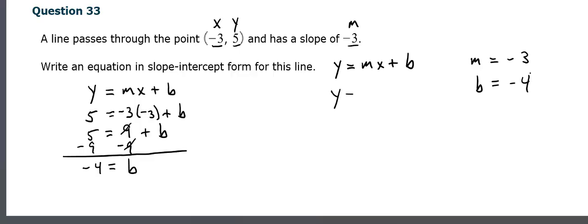So it would be y equals our slope, which is -3. So we have -3x. And since our y-intercept is -4, we could put plus -4, or we can just simply write -4.